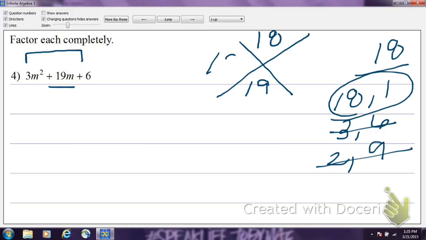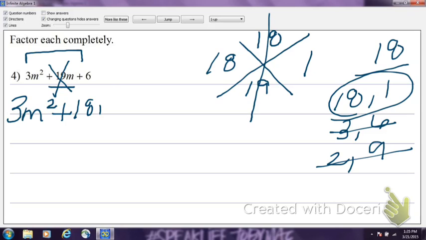So I'm going to put the 18 and the 1 down. And since I want them to add to a positive 19 and multiply to a positive 18, they both have to be positive. Now what I do is I cross out all the middles. So I cross out that and I cross out the middle here. And now we're going to rewrite the middle and we're going to make this into a 4-term problem. So instead of having 19m, we have 18m plus 1m, and then we keep the 6 and we keep that 3m squared from the beginning.